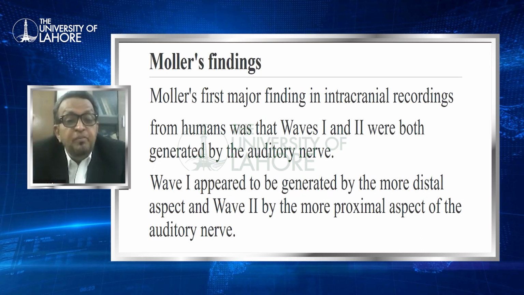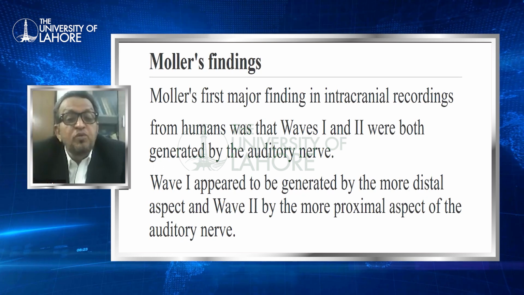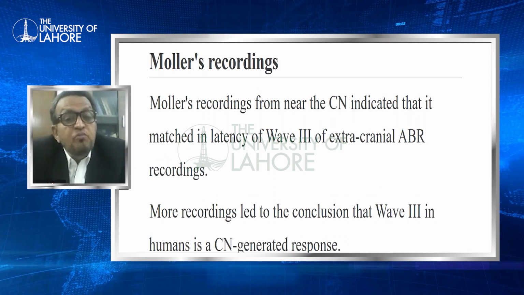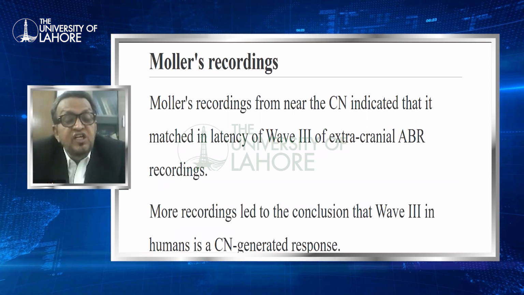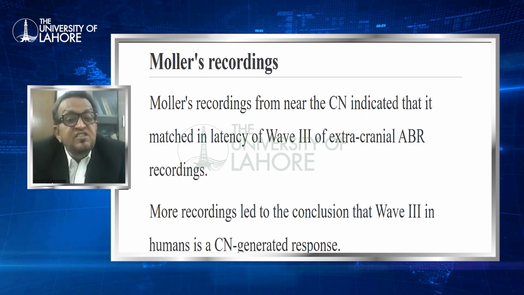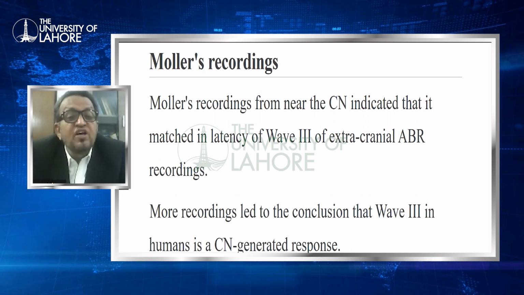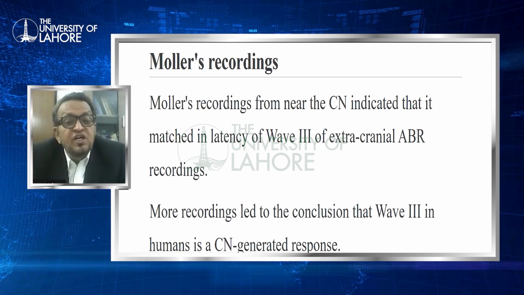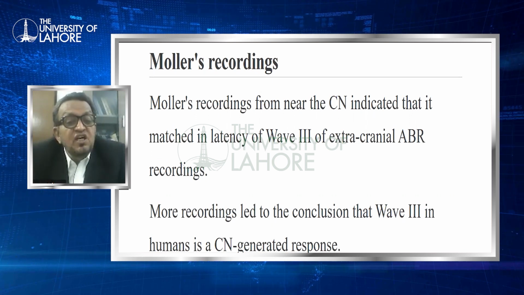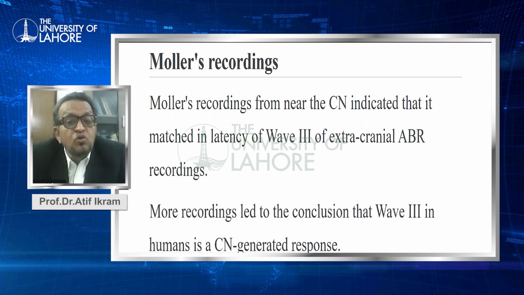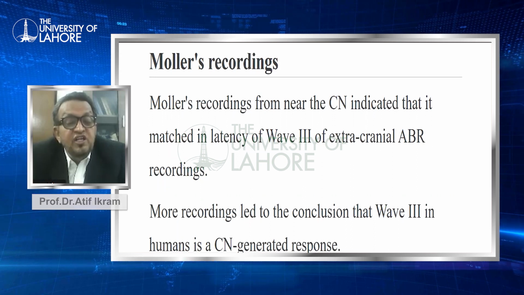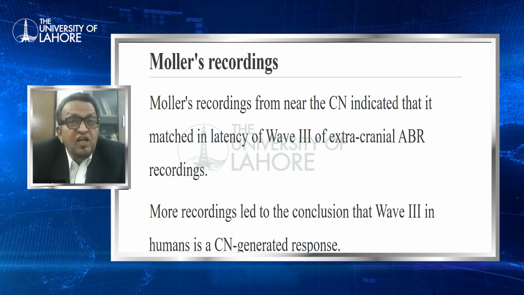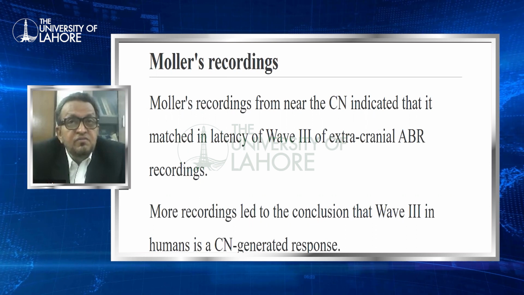Wave 1 appeared to be generated by the more distal aspect and wave 2 by the more proximal aspect of the auditory nerve, as I just explained. Moller's recordings from near the cranial nerve indicated that it matched in latency wave 3 of extracranial ABR recordings. And more recordings led to the conclusion that wave 3 in humans is also generated by the cochlear nuclei. So the cochlear nuclei generate wave 3 in our findings.